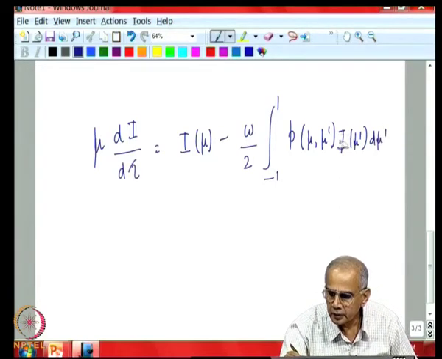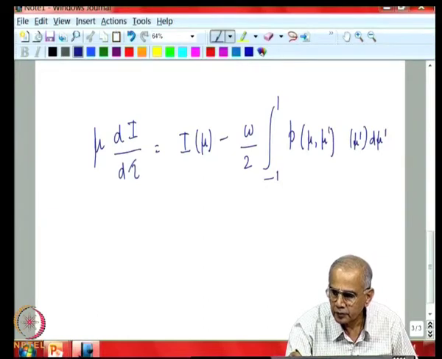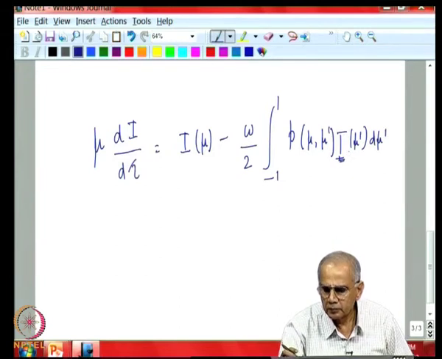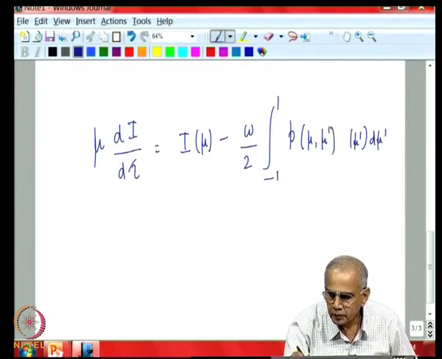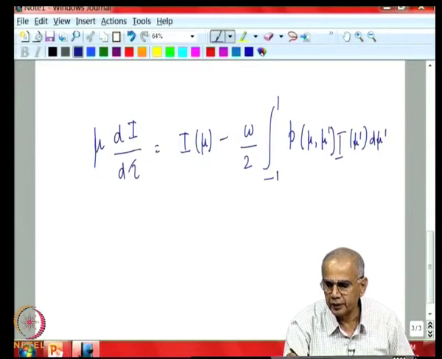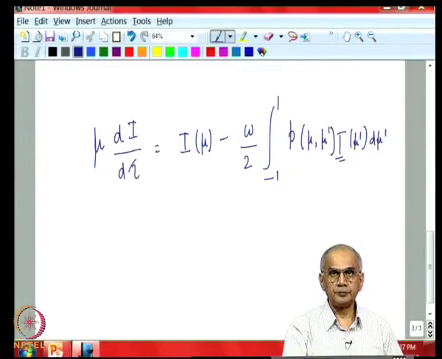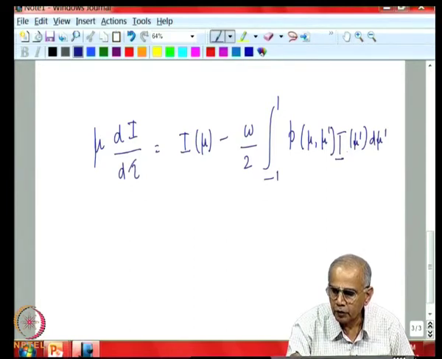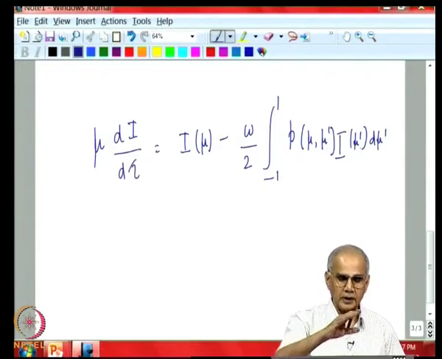So, this is a simplified form of the radiative transfer equation, in which we have averaged over all azimuth angles, so that we only account for the zenith angle variation.